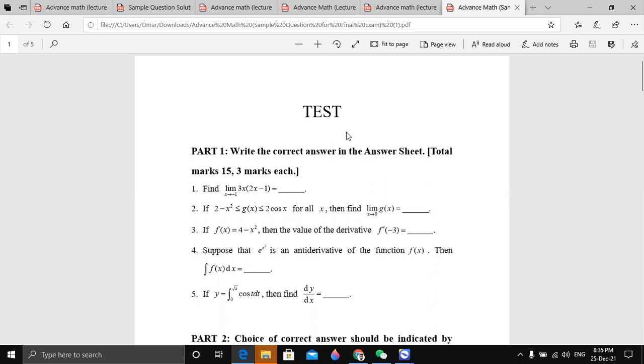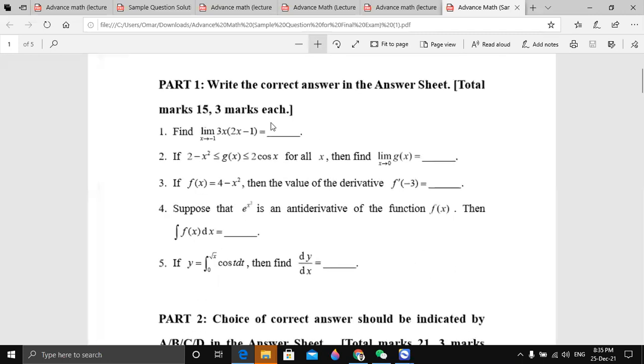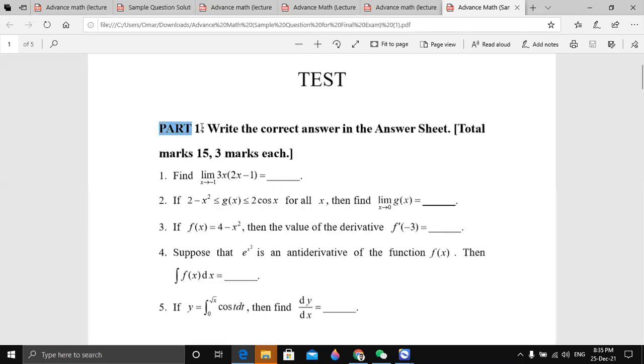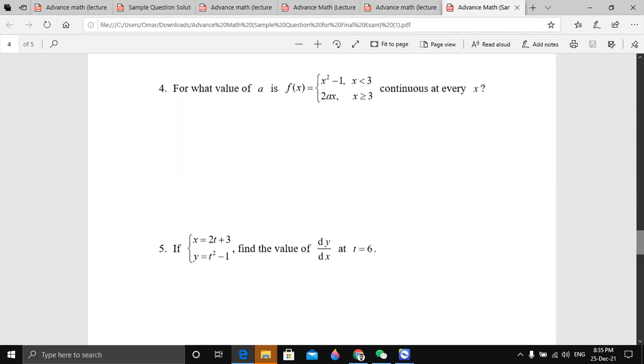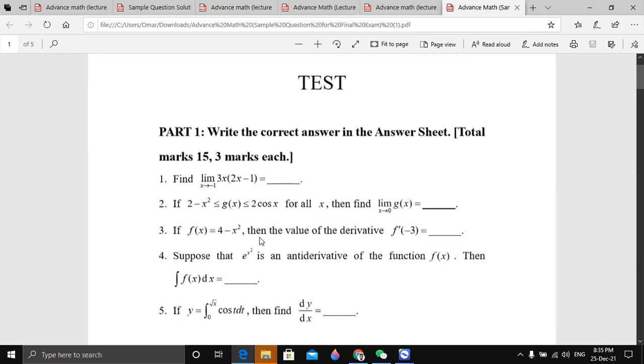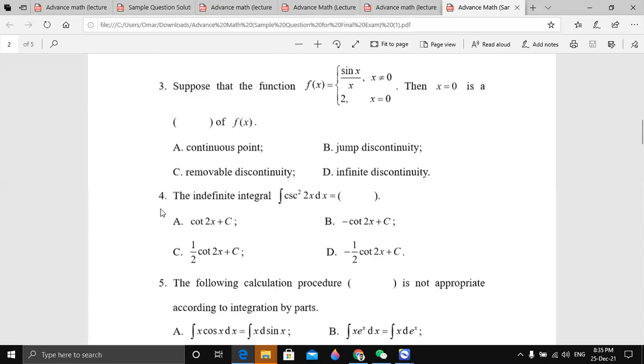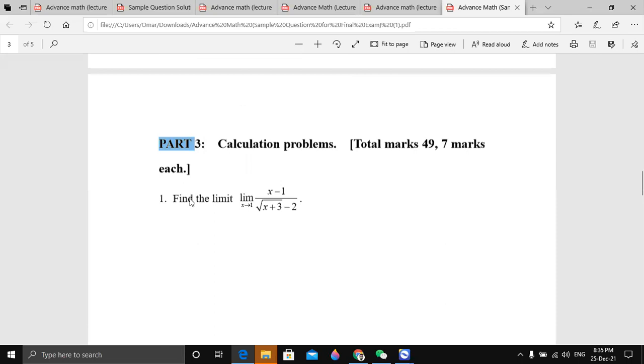So this is our review question. Firstly, we have 4 parts: part 1, part 2, part 3, and part 4. Parts 1 and 2 are short answer, so you can just write your answer directly here. For parts 3 and 4, you have to explain every single line, okay?